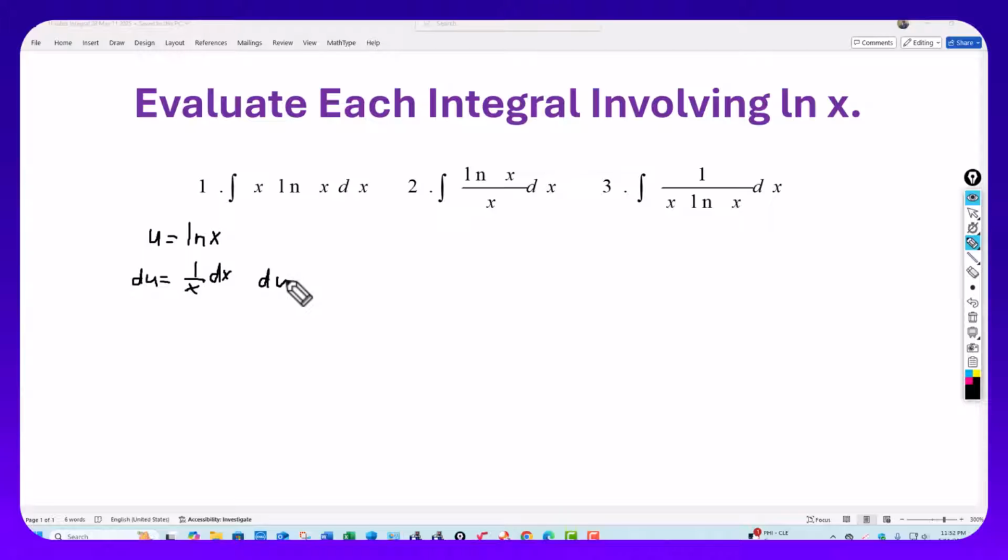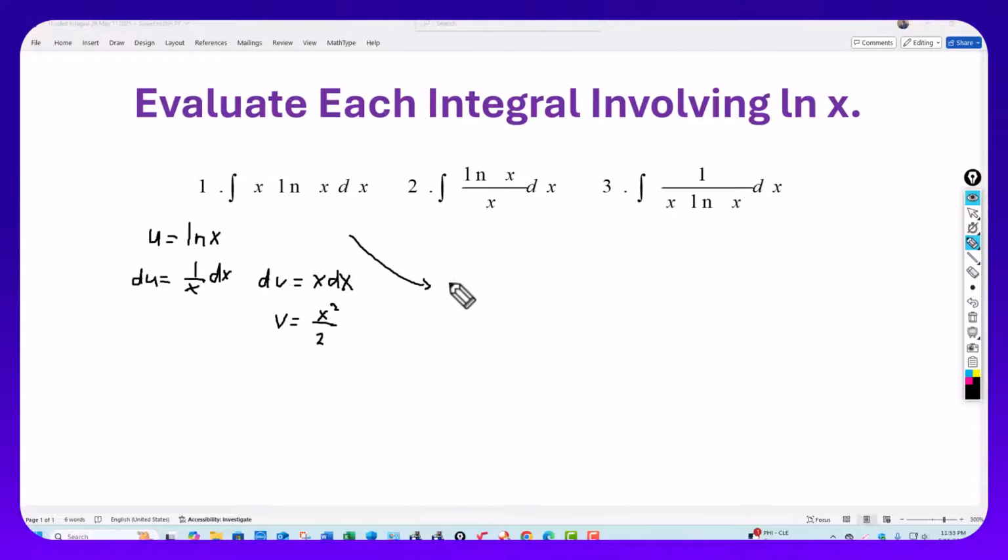The dv will be something you integrate. The only thing we have here is x. If we didn't have the x, we might use a 1 for the second part there. So let's let dv equal x dx. Then integrate both sides. On the left with respect to v, we get v. On the right with respect to x, we get x squared over 2.